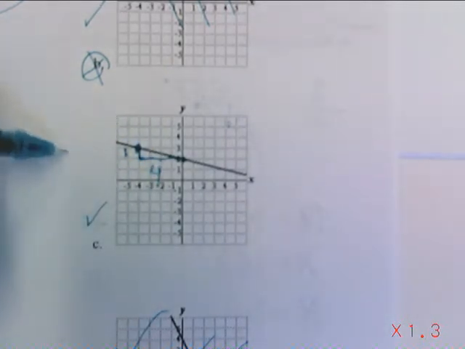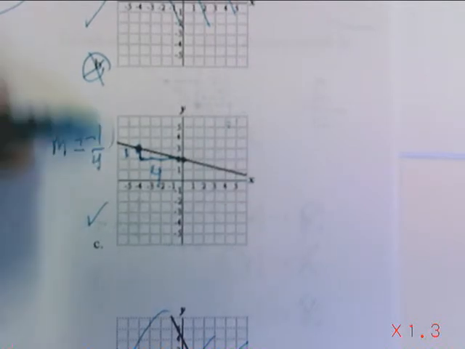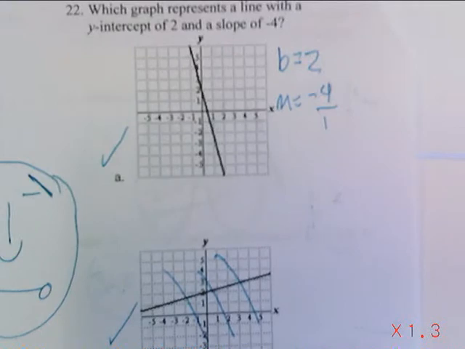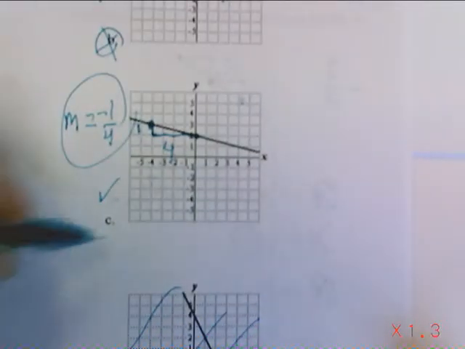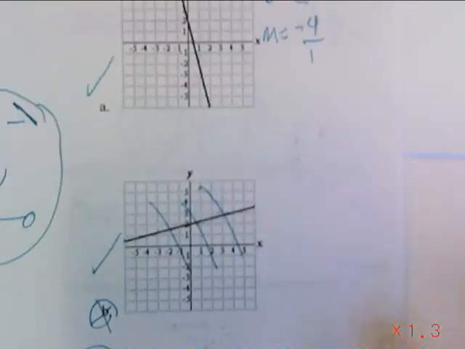So this one, my slope is -1/4 because it's going downhill. But I don't want -1/4, I want -4. So I think letter C is wrong. Let's see if letter A.